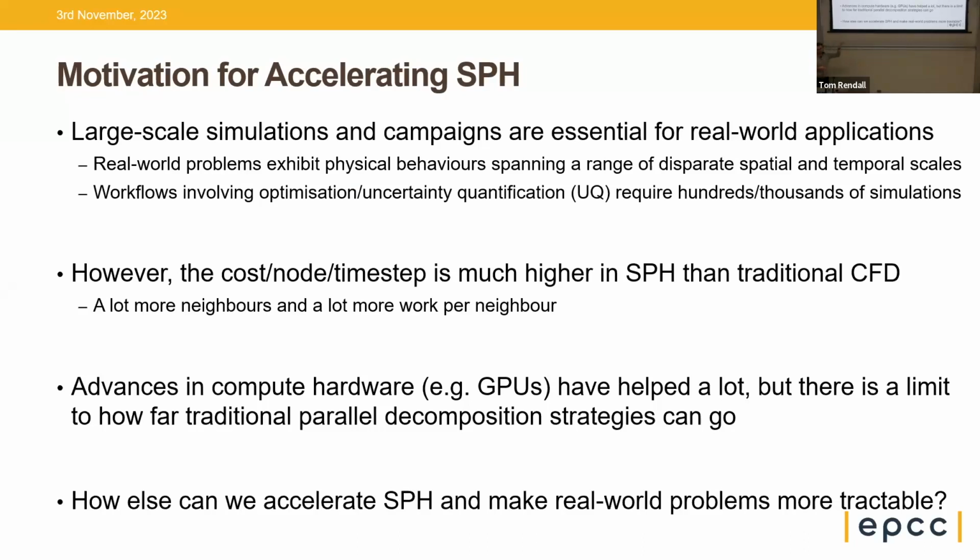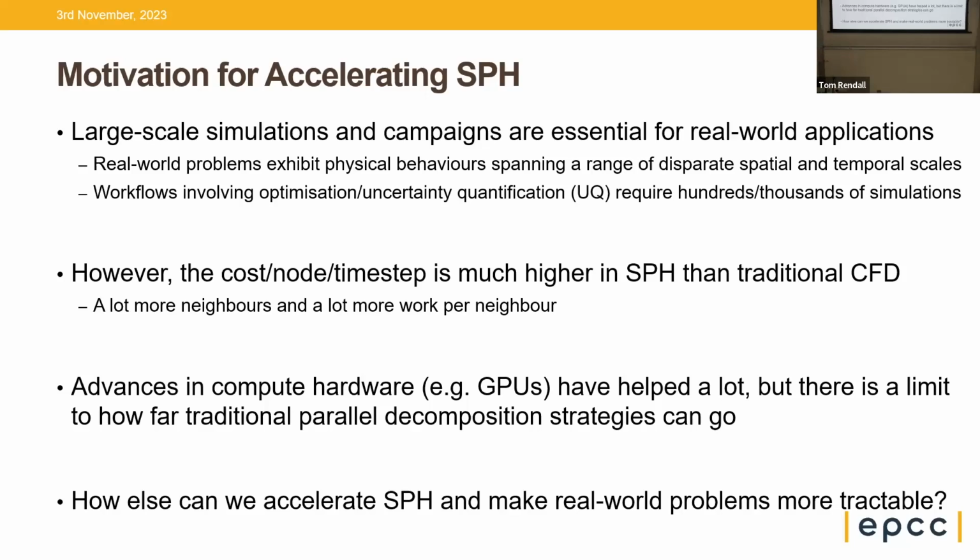Advances in compute have helped a lot, especially GPUs. I'm not sure where SPH would be without GPUs, but there is always a limit to how far that can go, particularly if we talk about strong scaling. So how else can we accelerate SPH? There's a few ways planned.